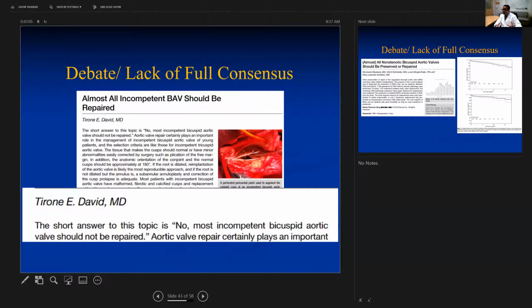So there is still an ongoing debate, and even the experts have a lot of differing opinions about this. Just recently, Dr. Tyrone David, who really pioneered the valve-sparing root reimplantation procedure, or some people call it the David procedure, through many iterations. Basically, there was a debate on what should happen to bicuspid valves. Should they be repaired? And in a nutshell, he basically said the short answer to this is no. Most incompetent, so insufficient bicuspid valves should not be repaired. His impression is they should be taken out.